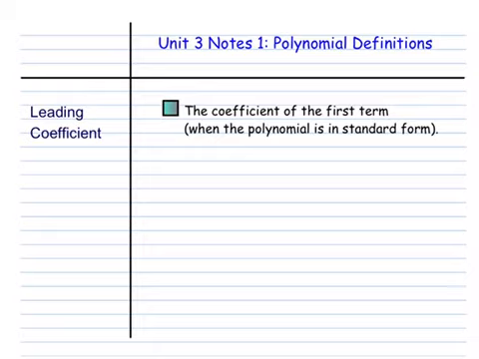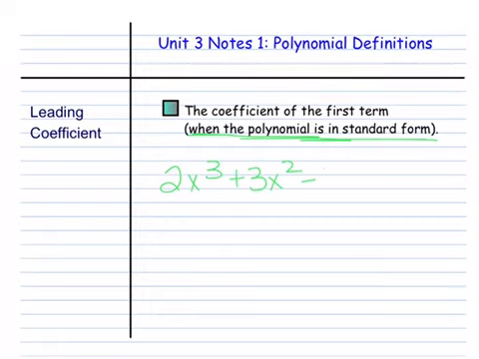So here's our last definition before we go ahead and get into examples here. The leading coefficient is exactly what it sounds like. It's the coefficient of the first term. The only trick to this is, and it's extremely important, the polynomial has to be in standard form first. So if I had something that was in decreasing powers, or exponents were in decreasing order, then the leading coefficient here would be 2. That would be my leading coefficient.